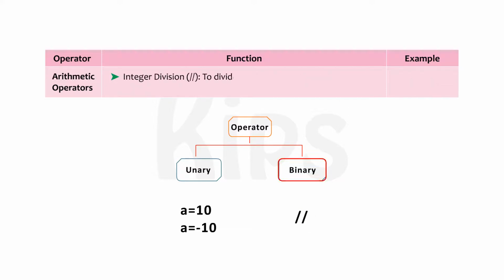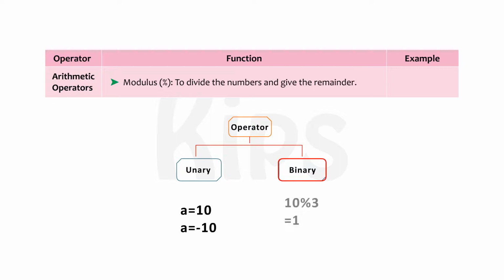Integer division, to divide the numbers and give the result in integer form: 10 integer division 4 equals 2. Modulus, percentage, to divide the numbers and give the remainder: 10 percentage 3 equals 1. Exponential, to find the powers of the numbers: 3 asterisk asterisk 4 equals 81.